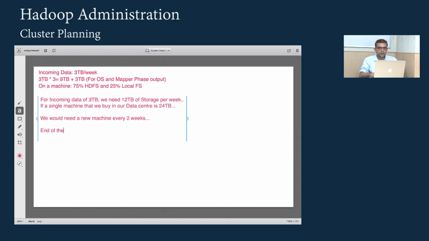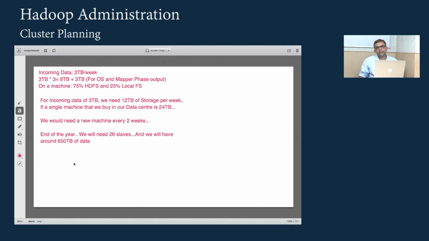That means end of the year we will need 26 slaves, and we will have around 650 terabyte of data. That is how you decide the capacity of your cluster. So for first year, we will need 26 slaves and of course 4 masters. We saw that in the topology section.